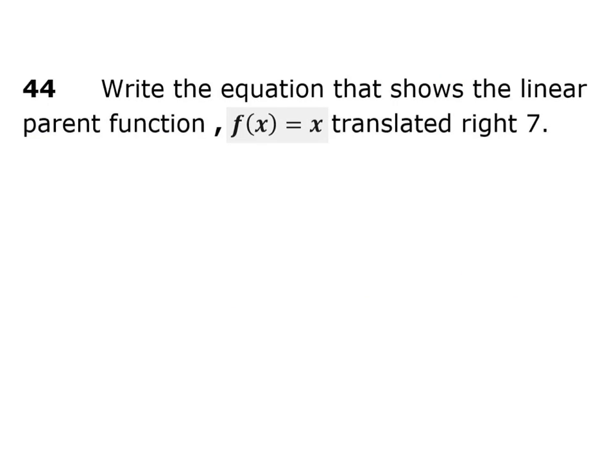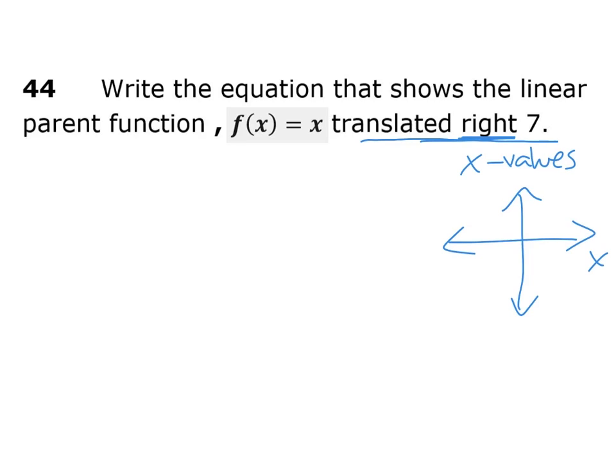Question number 44, write the equation that shows the linear parent function, which is f of x equals x, and we're going to translate it to the right 7 units. Because we're going to the right, this is talking about the x values. We know it's the x values because when you have your coordinate plane, the x-axis is the one that goes left to right, and the y-axis is the one that goes up and down. So since this is targeting those x values, we want to make sure that we show our transformation inside those parentheses.